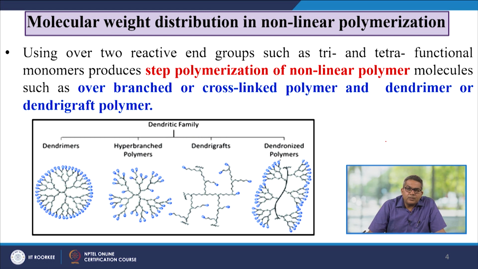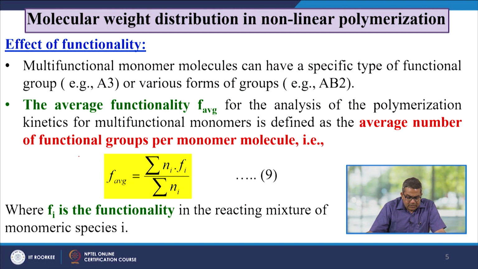This produces the step polymerization of non-linear polymer molecules such as hyperbranched or cross-linked polymers and dendrimers or dendrigraft polymers, which you can see here: dendrigraft polymers, then dendronized polymers, then hyperbranched polymers, and these are the dendrimers. Now, the functionality plays a vital role. So let us talk about the effect of functionality.